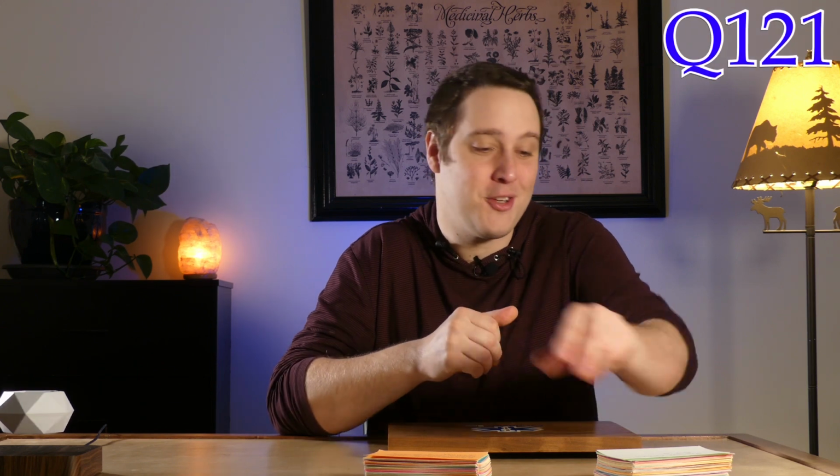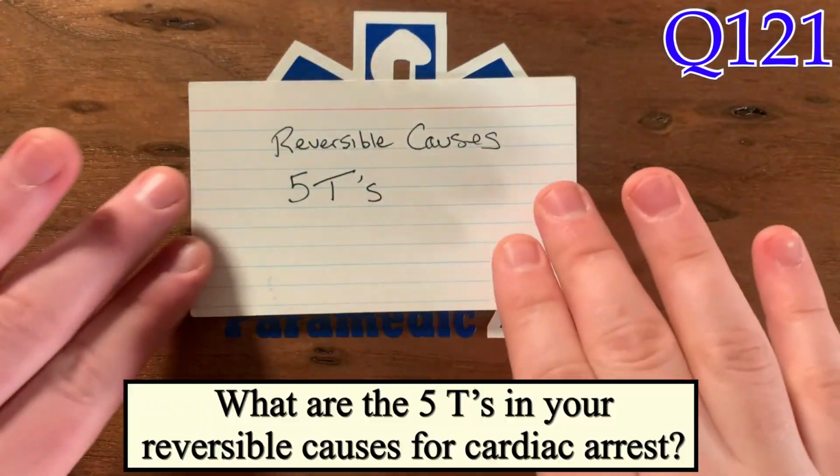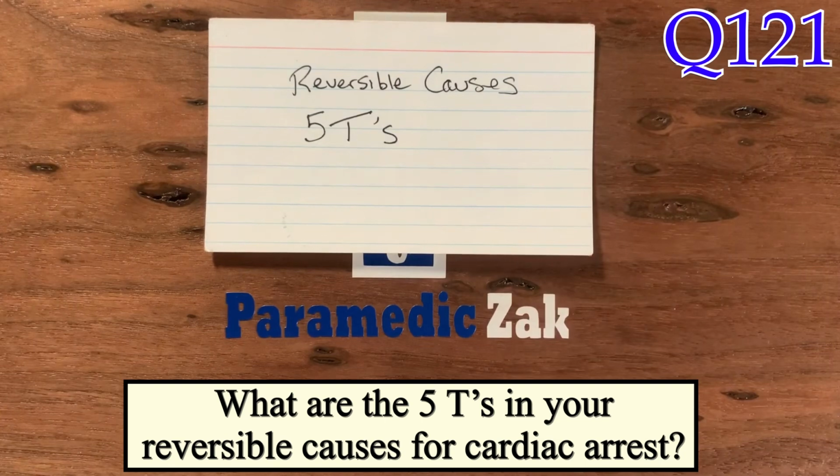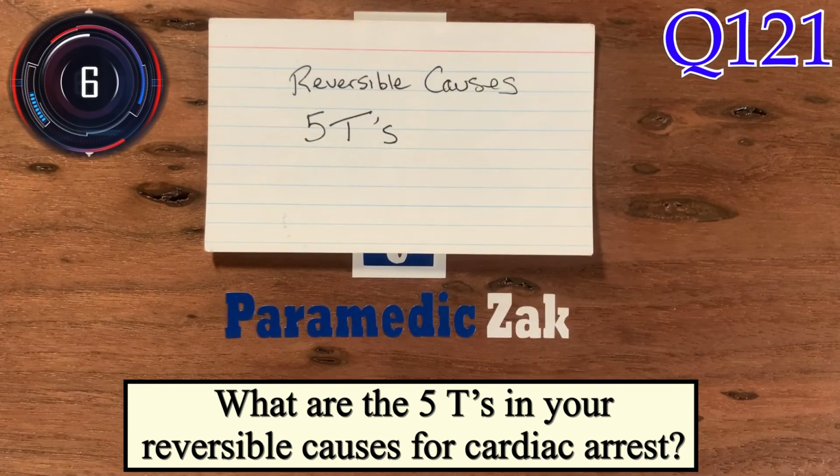Alrighty, so welcome back, or welcome for the first time. We are now moving on to question 121. What are the 5 T's in your reversible causes for cardiac arrest?